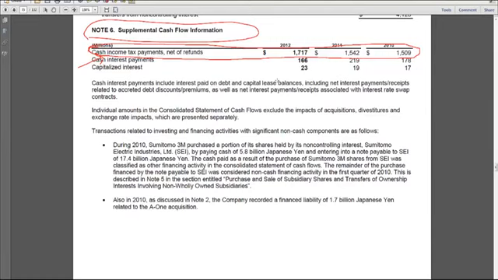Also, as we talked about earlier with free cash flow, some analysts for valuation like to pull cash taxes out of operating cash flow. And if you wanted to do that, here's the cash taxes number if you want to remove it from operating cash flow.